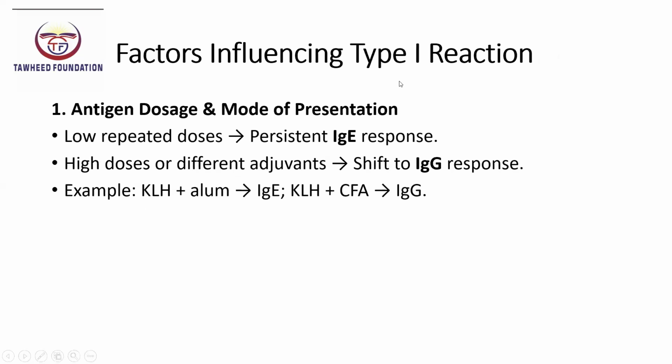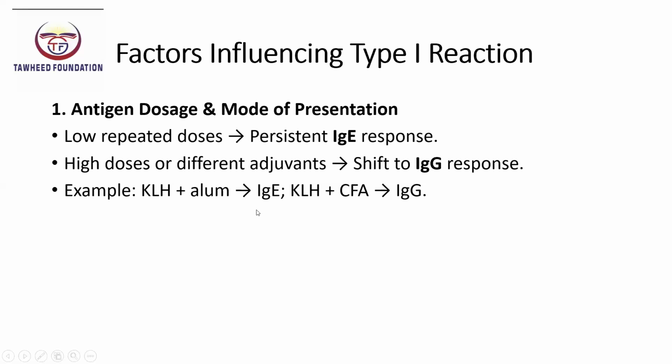So, factors influencing this type 1 reaction: antigen, dosage, and mode of presentation. Several factors determine the intensity and type of type 1 hypersensitivity. So first, the dose of the antigen and the mode of its presentation affect the immune response. Low repeated doses of an allergen usually induce a persistent IgE response.